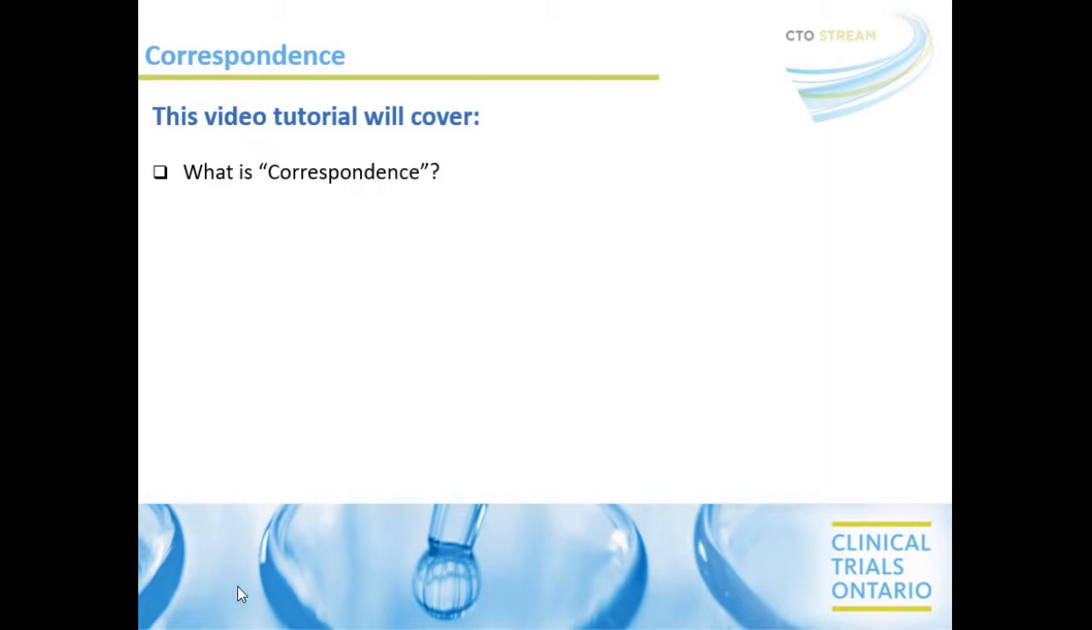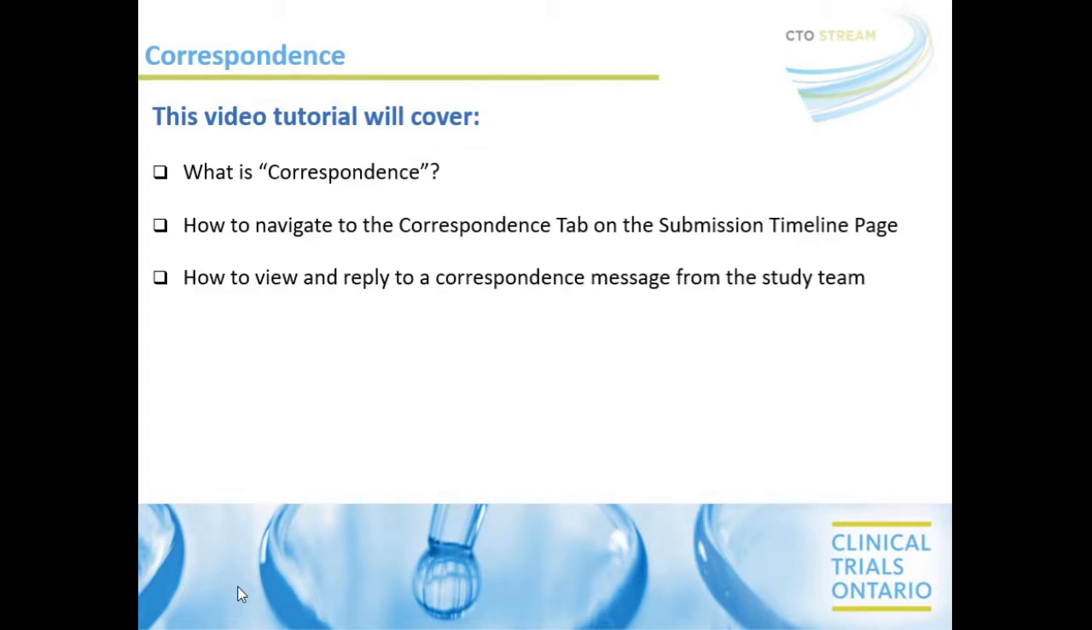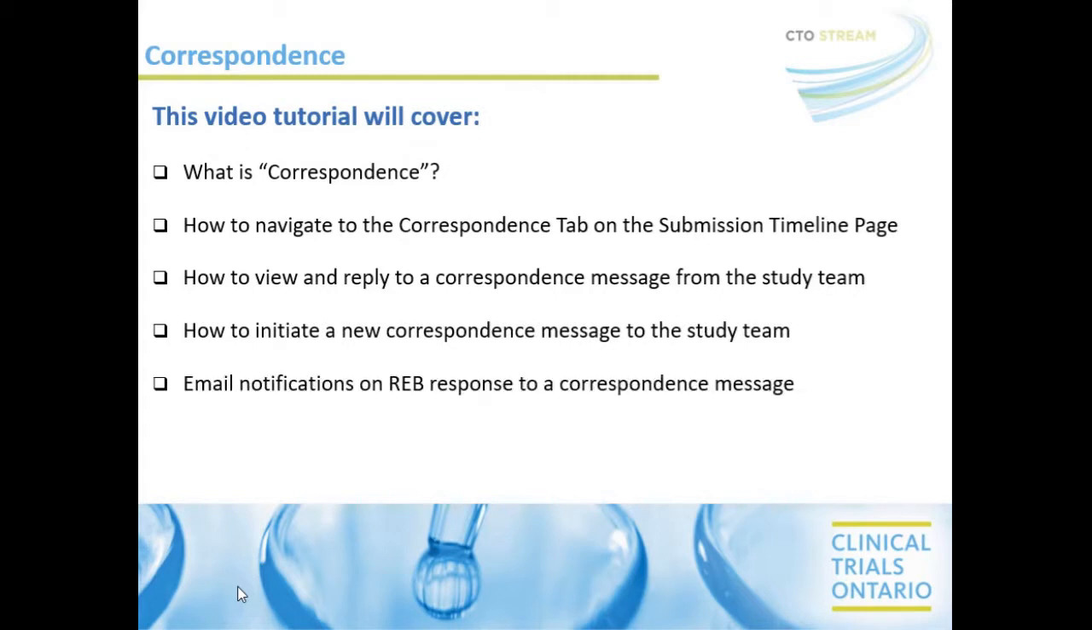In CTO Stream. During the video we're going to cover what is Correspondence, the Correspondence tab on the Submission Timeline page and how to navigate to it, how to view and reply to messages sent by the study team, and how to send a new correspondence message to the study team, as well as who gets notified when the REB responds to a correspondence message or initiates a new message to the applicants.